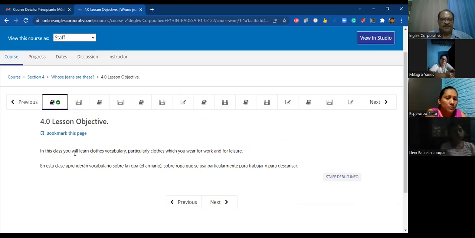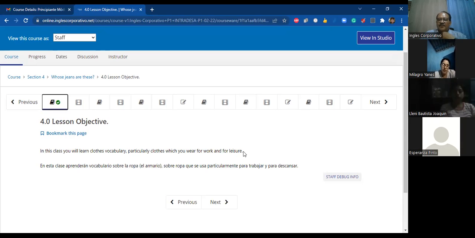Okay, so on the first objective, in this class you will learn clothes vocabulary, particularly clothes which you wear for work and for leisure. Leisure time is the time that you have free in your house. Remember that the clothes that we have in our house are different from the clothes that we have in the office, right? In the office we are more formal, more elegant, or probably casual. But in the house, we are more relaxed, right?